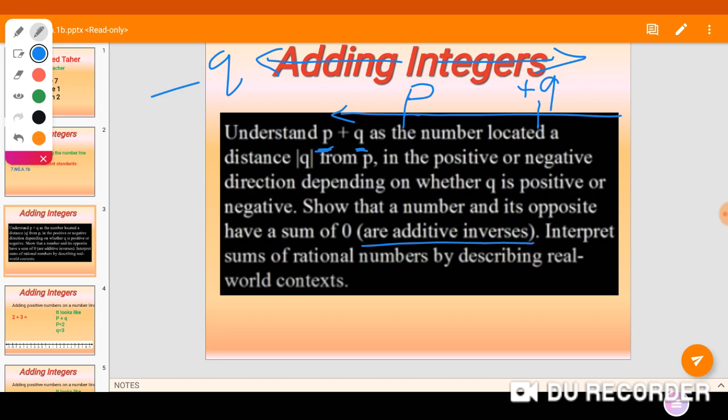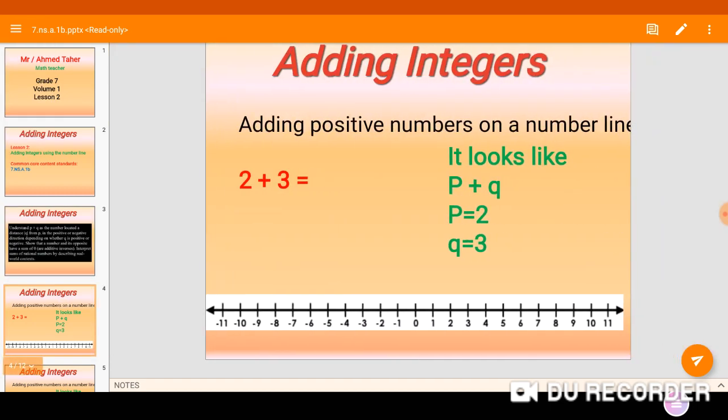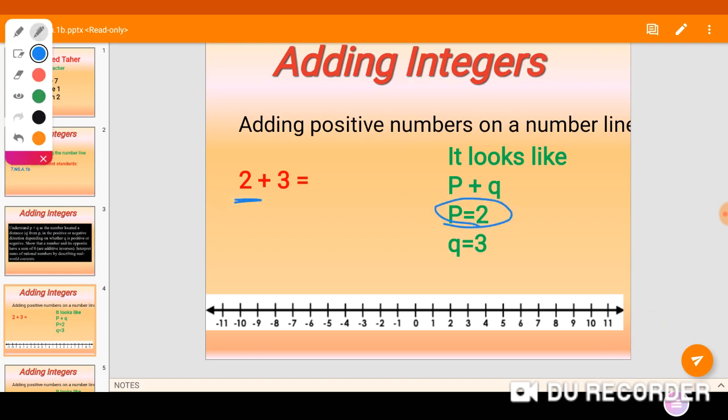Interpret sums of rational numbers by describing real world contexts, like we will see now. So if I have the number line here and I want to add 2 plus 3 by using the number line, okay, we will consider P is what? Yes, P is 2. So the first number is P, and the second number is Q. So we'll consider that Q equals 3. So we want to move from P to Q.